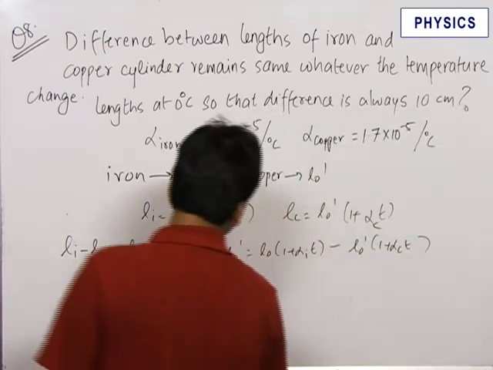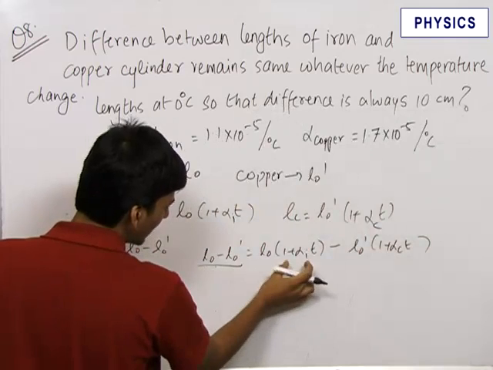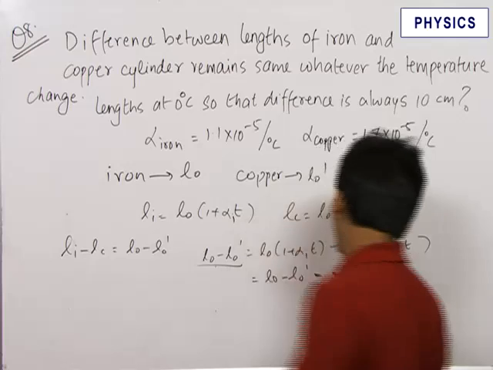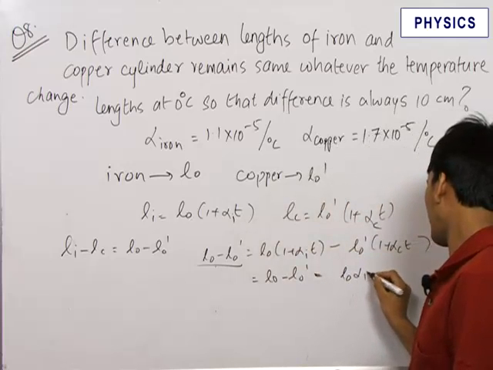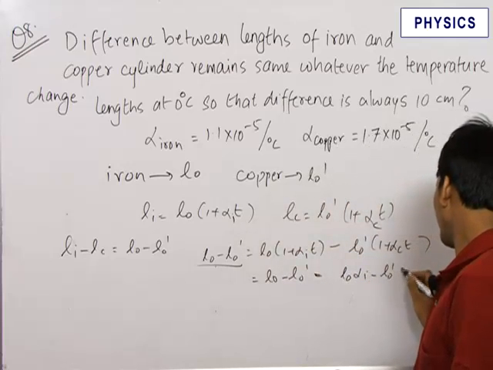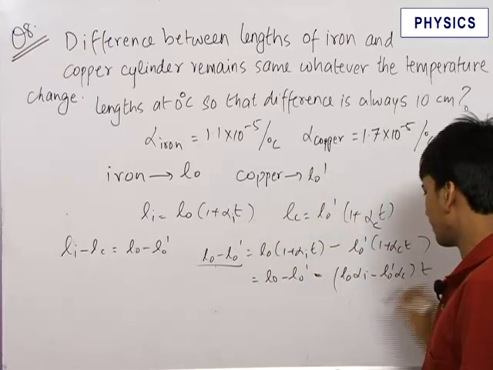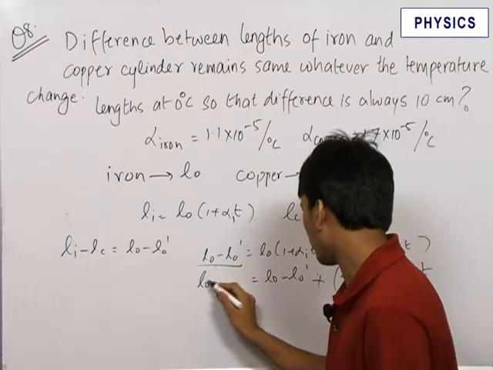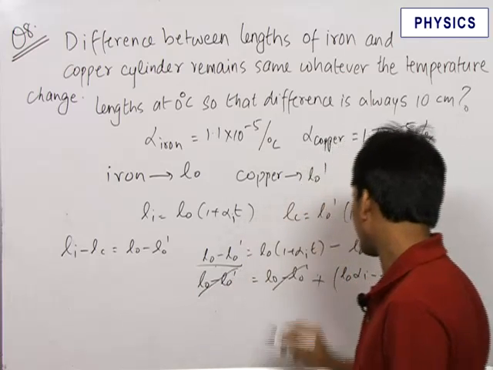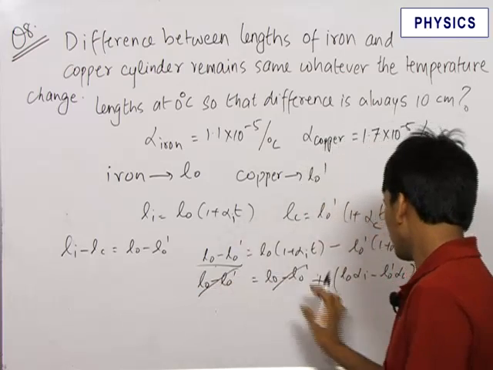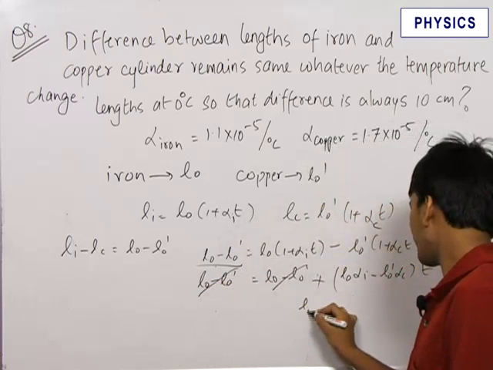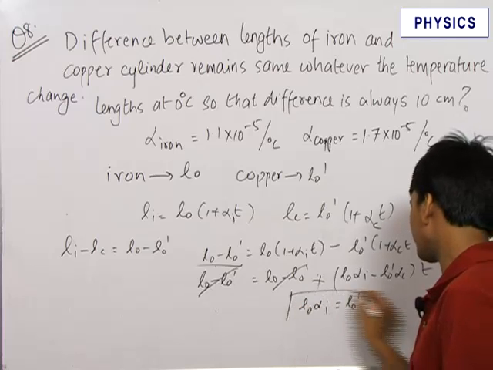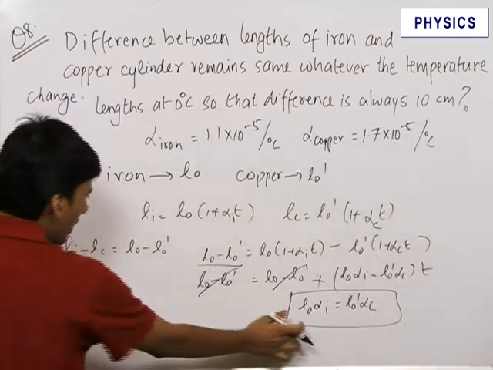So the L0 minus L0 dash term is also present here, that is cancelled, and we get L0 into alpha I minus L0 dash into alpha C into T. Now here we get a term of L0 minus L0 dash. These two terms cancel, that is this becomes 0, therefore we get L0 into alpha I is equal to L0 dash into alpha of C. So this is one equation that we get.